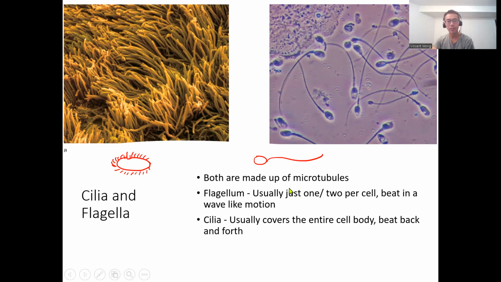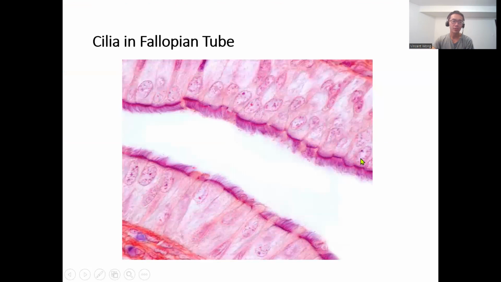So these structures are made up of microtubules as well. This is just the cilia in the fallopian tube to show you. The fallopian tube connects the ovary with the uterus, right? So when the egg comes out, the cilia is going to brush it along so it knows which way to go.